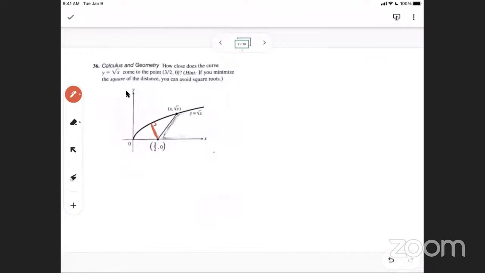So the distance here, whatever this distance is, we're trying to minimize the distance, right? So let's just find the distance. The distance formula is equal to the square root of x1 minus x2 squared plus y1 minus y2 squared. Is that right? Yeah. Does that look familiar to you?